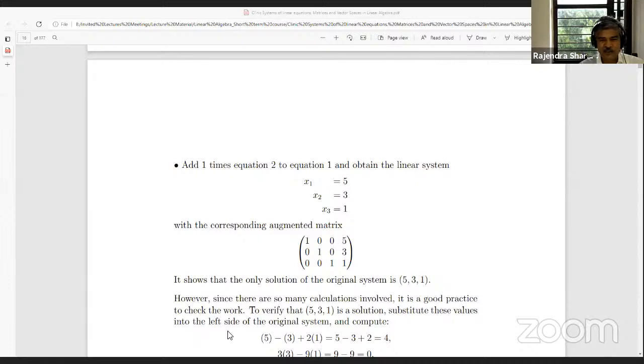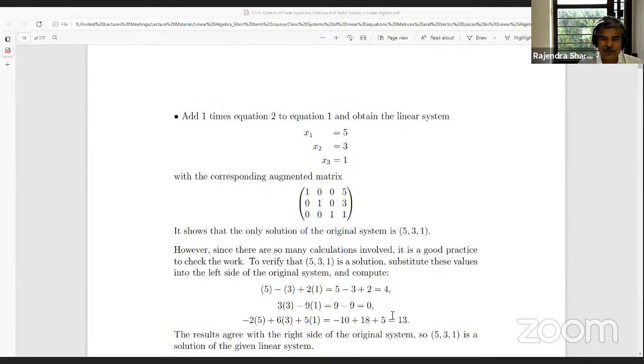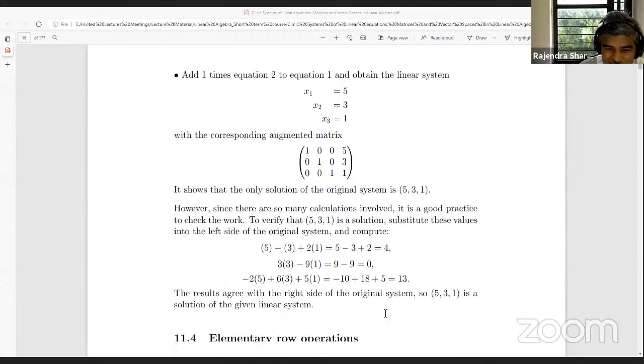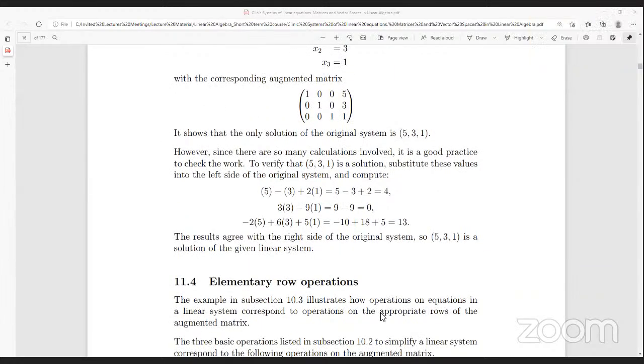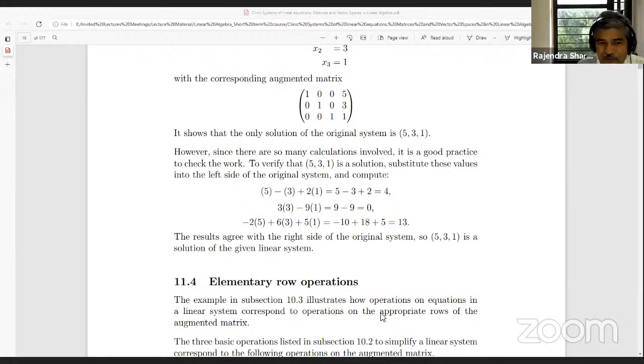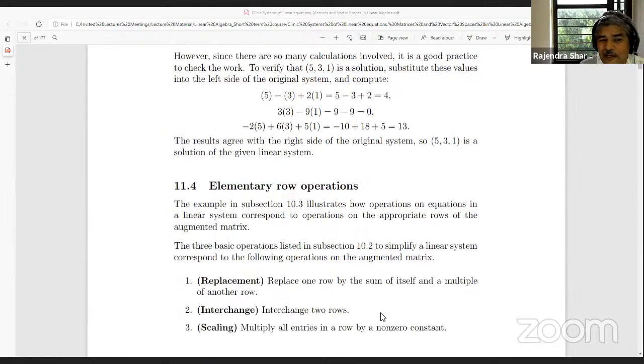However, since there are so many calculations involved, it is good practice to check the work. And I'm prone to make mistakes, so I always keep requesting kindly that you also verify, and if you come across any discrepancy or an error, please bring this to my notice also. So to verify that (5, 3, 1) is a solution, we substitute these values into the left-hand side of the original system of equations and compute, and you can see that the results agree with the right side of the original system. So we have verified that (5, 3, 1) is indeed a solution of the given system of linear equations.